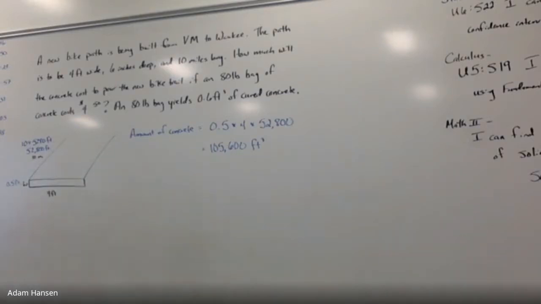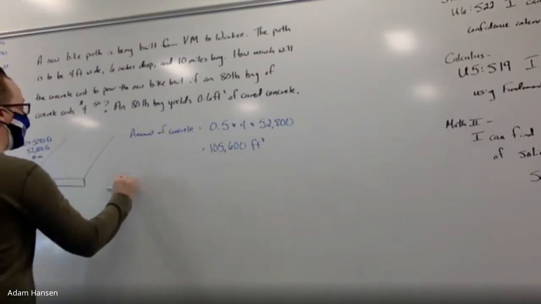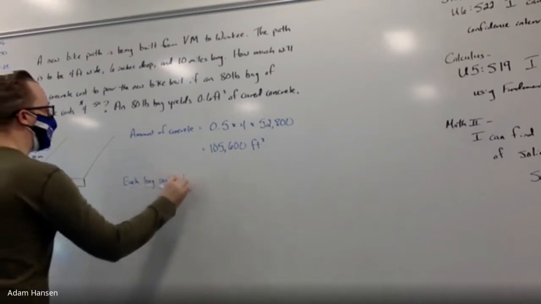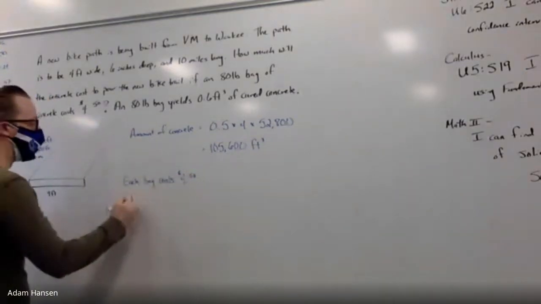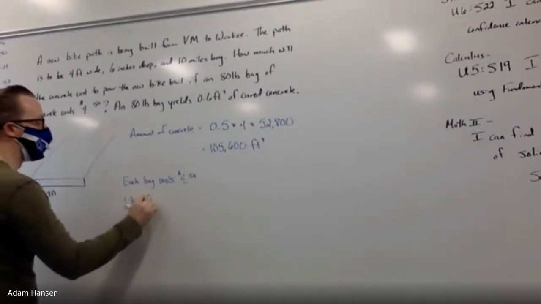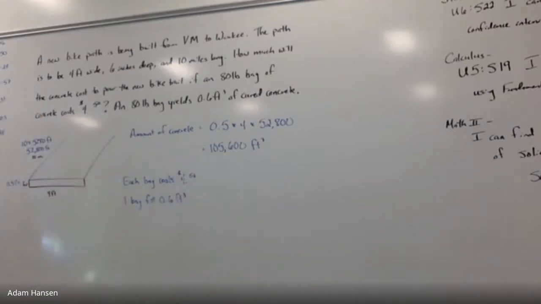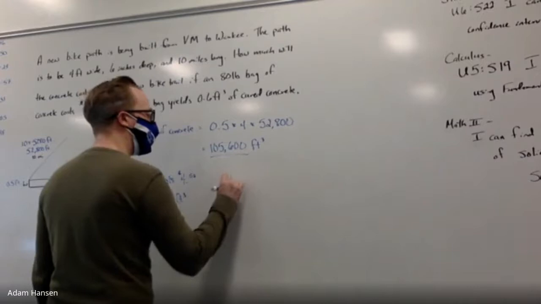Let's start there. I want to do a little bit of unit analysis. I know that each bag costs $4.50. And one bag, an 80-pound bag, fills, when cured, 0.6 of a cubic foot. So let's start getting this unit analysis set up. I'm going to start with the 105,600.